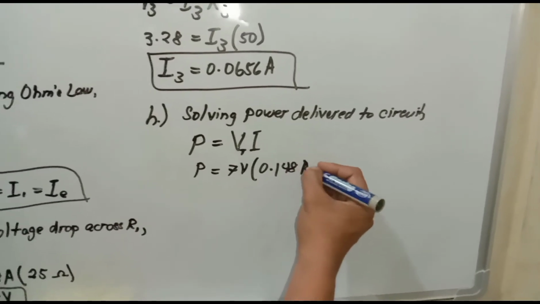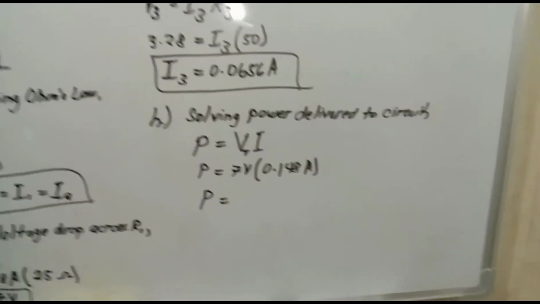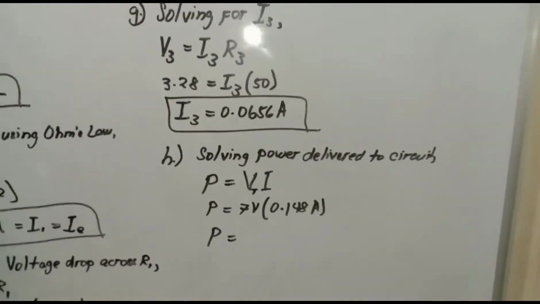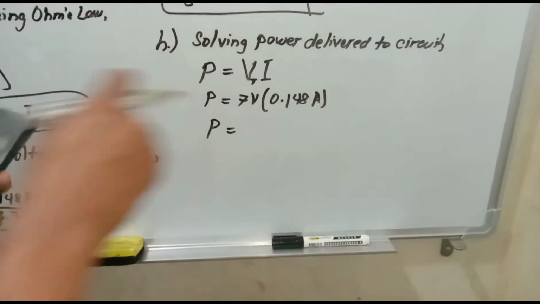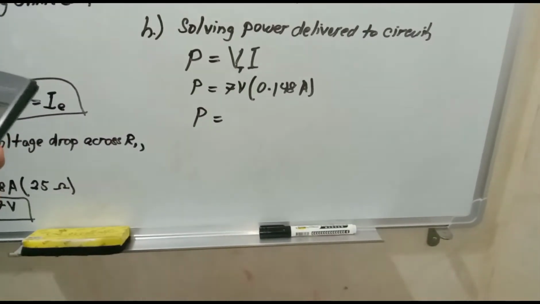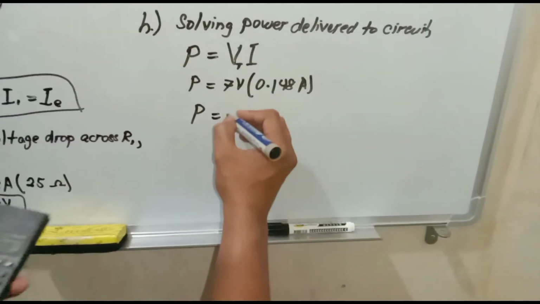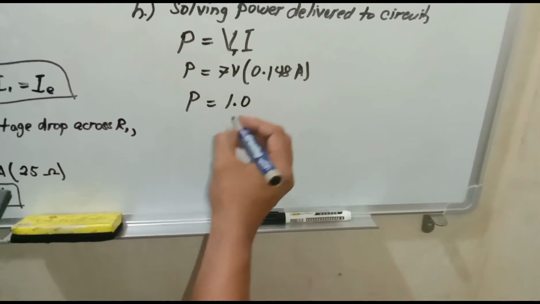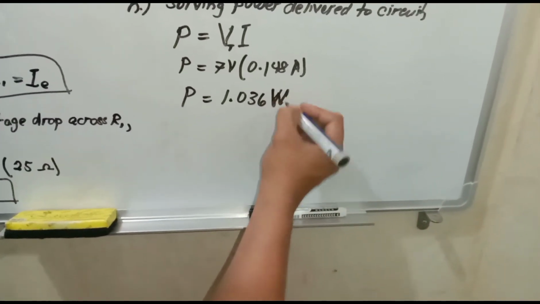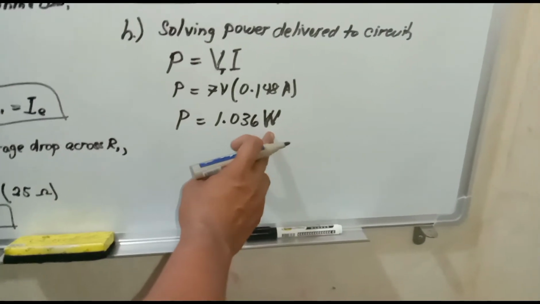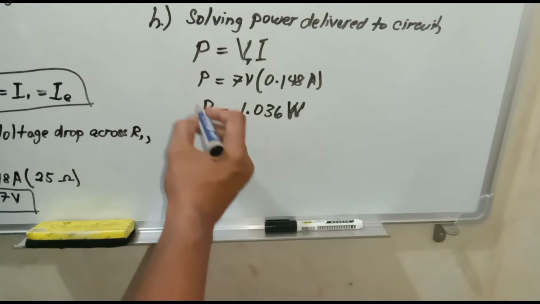So power is equal to how much, guys? 7 volts times the current 0.148 ampere. So there are 1.036 W. This W, guys, is the unit of power. This is in terms of watts.